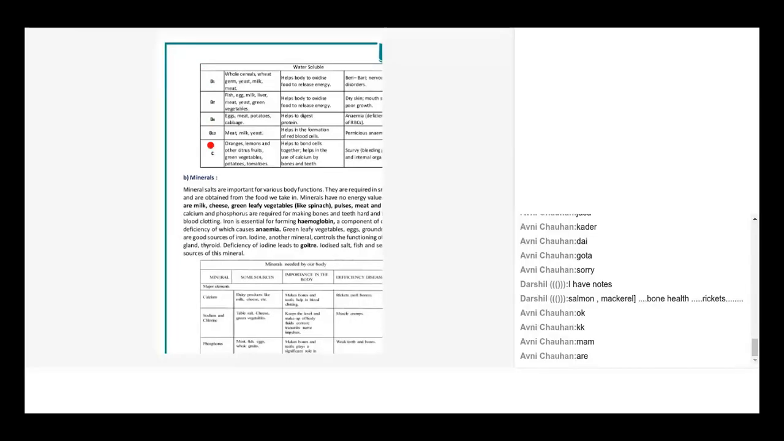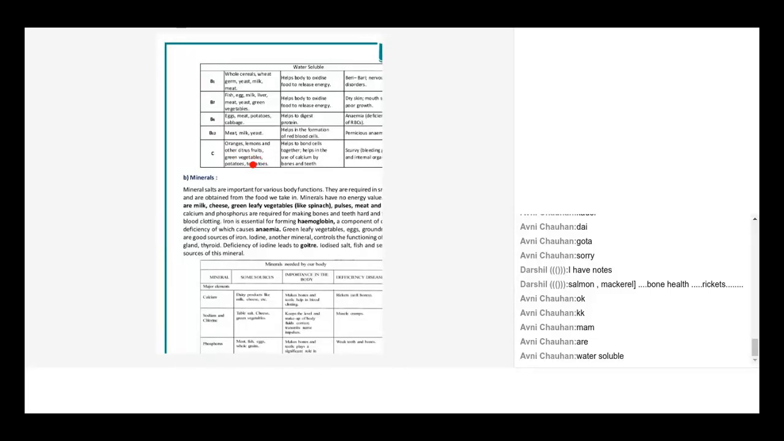We have discussed in depth about vitamin C, what happens in scurvy, bleeding of gums. The connecting point between teeth and gums, there's a lot of bleeding that happens. So one needs to have orange, citrus fruits, green vegetables, tomatoes, right?